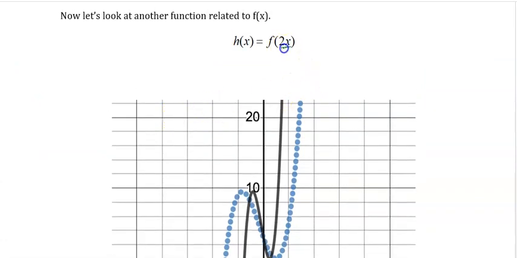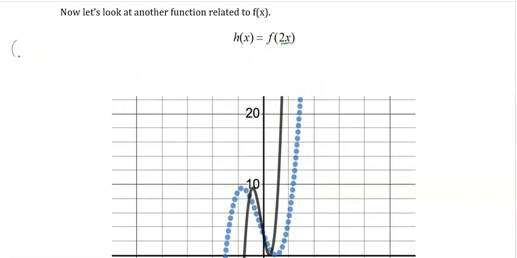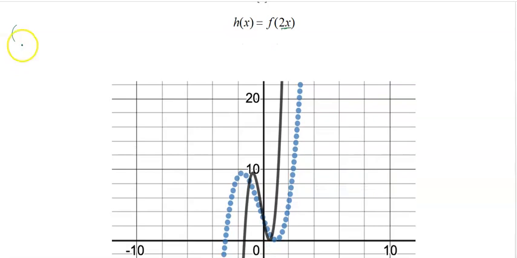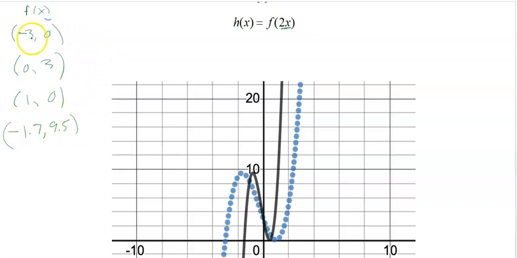What if instead of a negative, I just do f of 2x? So I have these points on the original graph. I had a negative 3, 0. And I had a 0, 3. And I had a 1, 0. And I also had a negative 1.7, 9.5, that relative maximum. So this is on f of x. So when x is negative 3, y was 0.